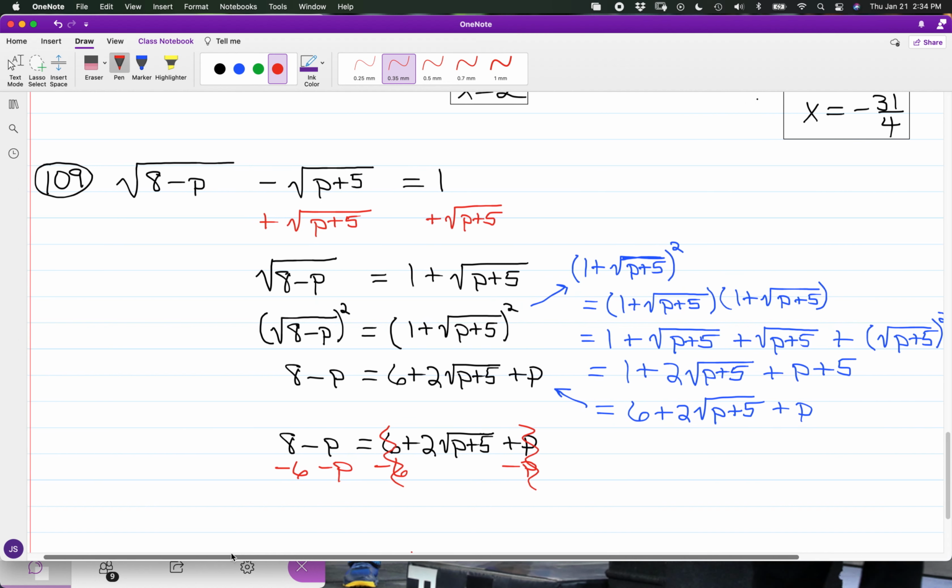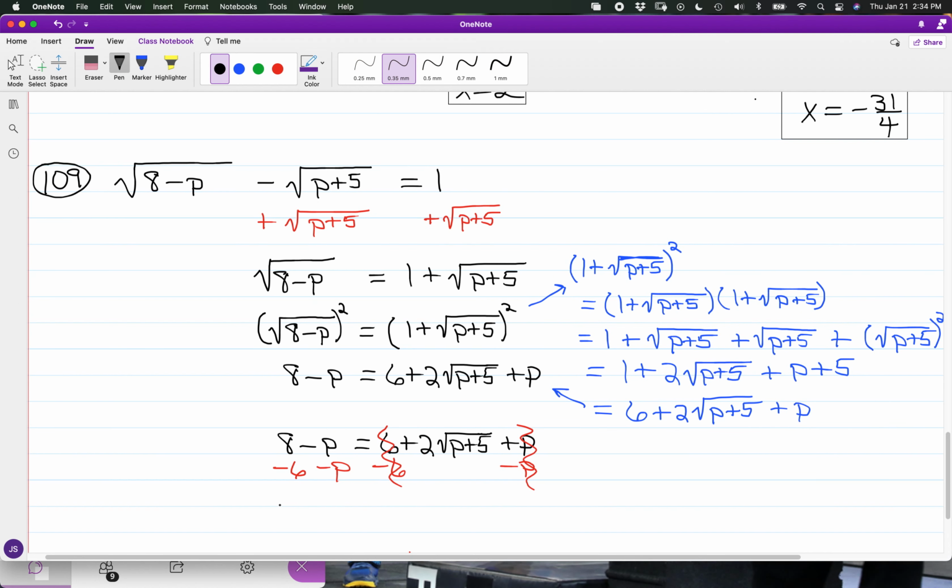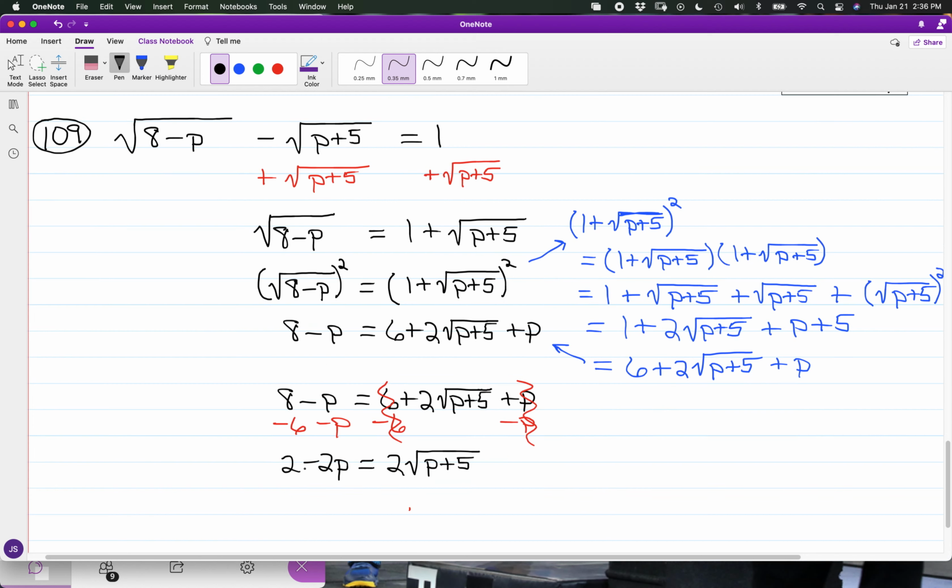Okay, so we're going to have 8 minus 6, so this will be 2. We have minus 2p, equal to 2 times the square root of p plus 5. So if you notice, we have 2 minus 2p is equal to 2 times the square root of p plus 5. And what I can do here, notice you have 2, negative 2p, 2 times the square root of p plus 5, so I can go ahead and just clean things up by dividing the equation by 2.